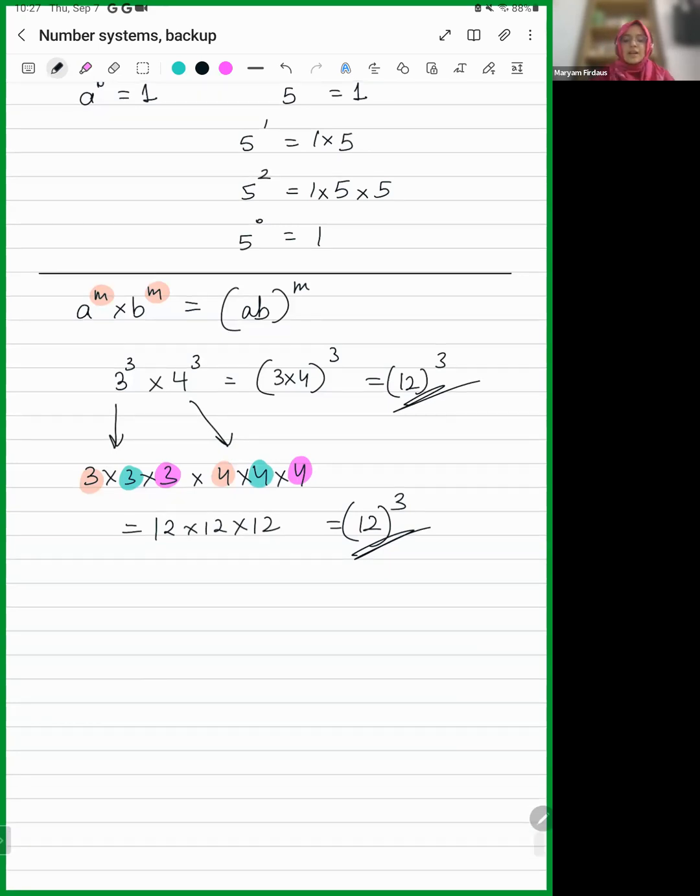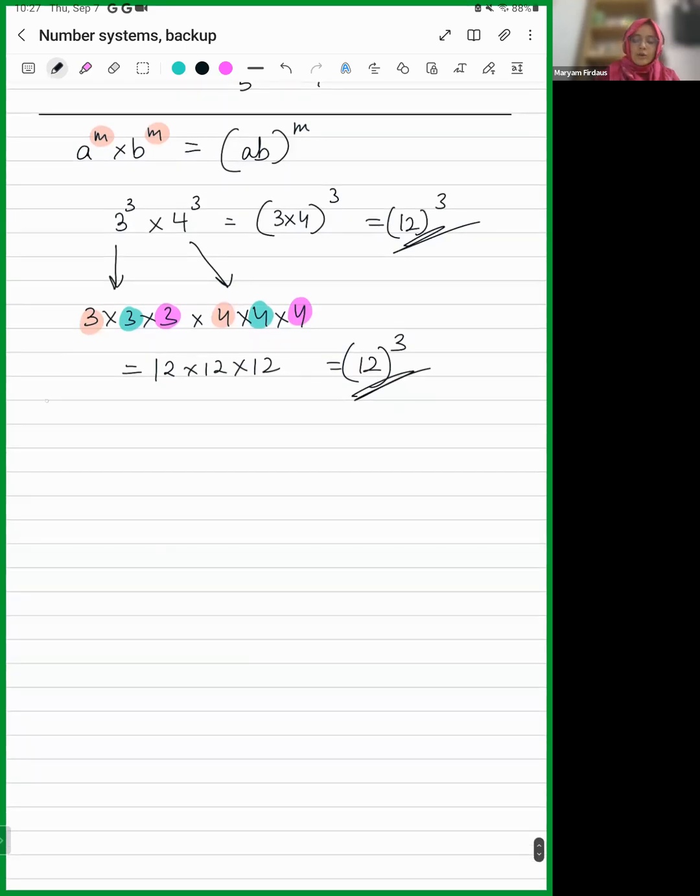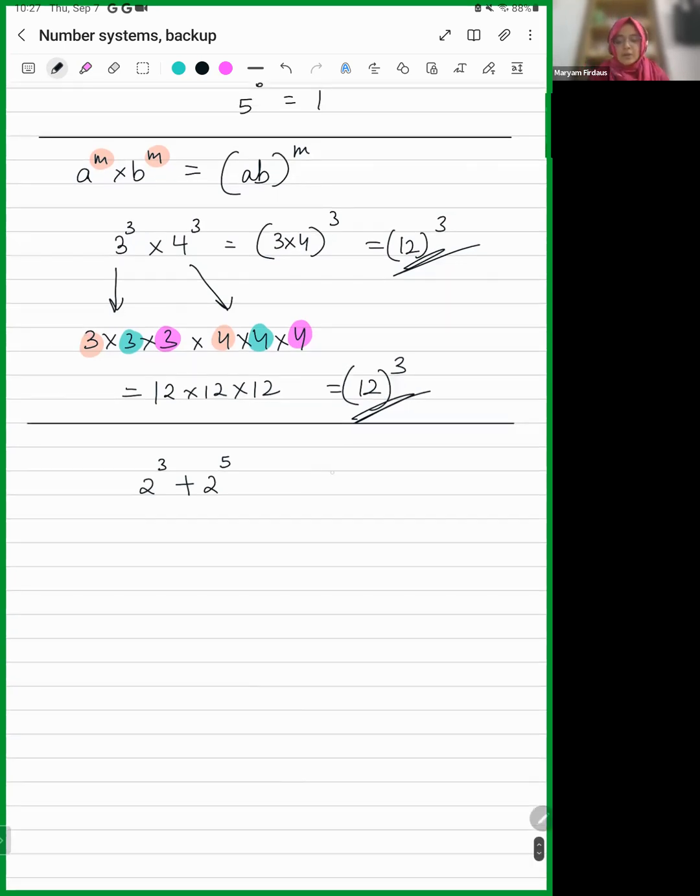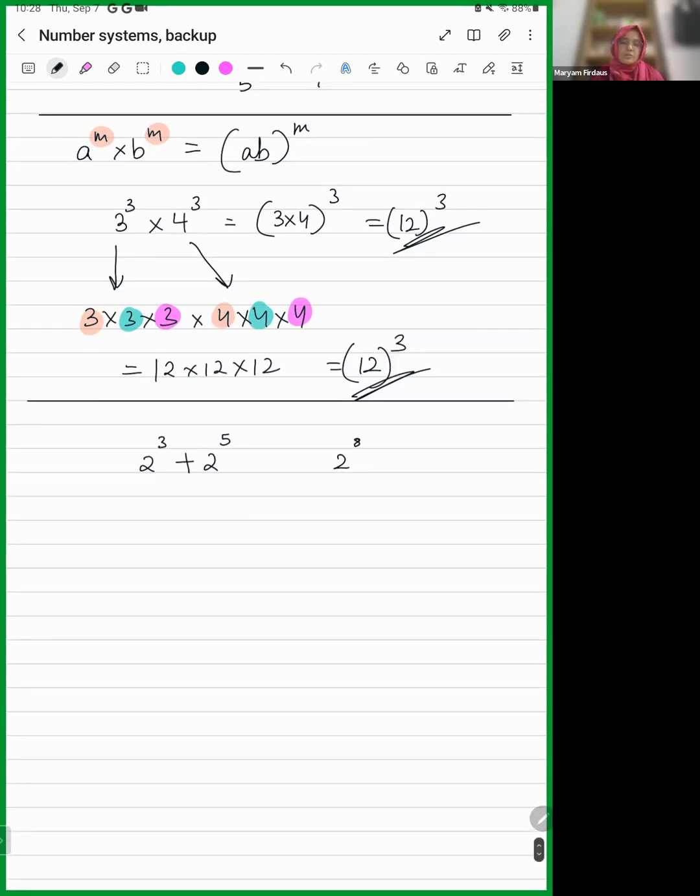Now a lot of students make this mistake, but I really hope you guys won't. Let's say you have 2 to the power 3 plus 2 to the power 5. Munir, unmute. Tell me whether it will be equal to 2 to the power 8 or not.